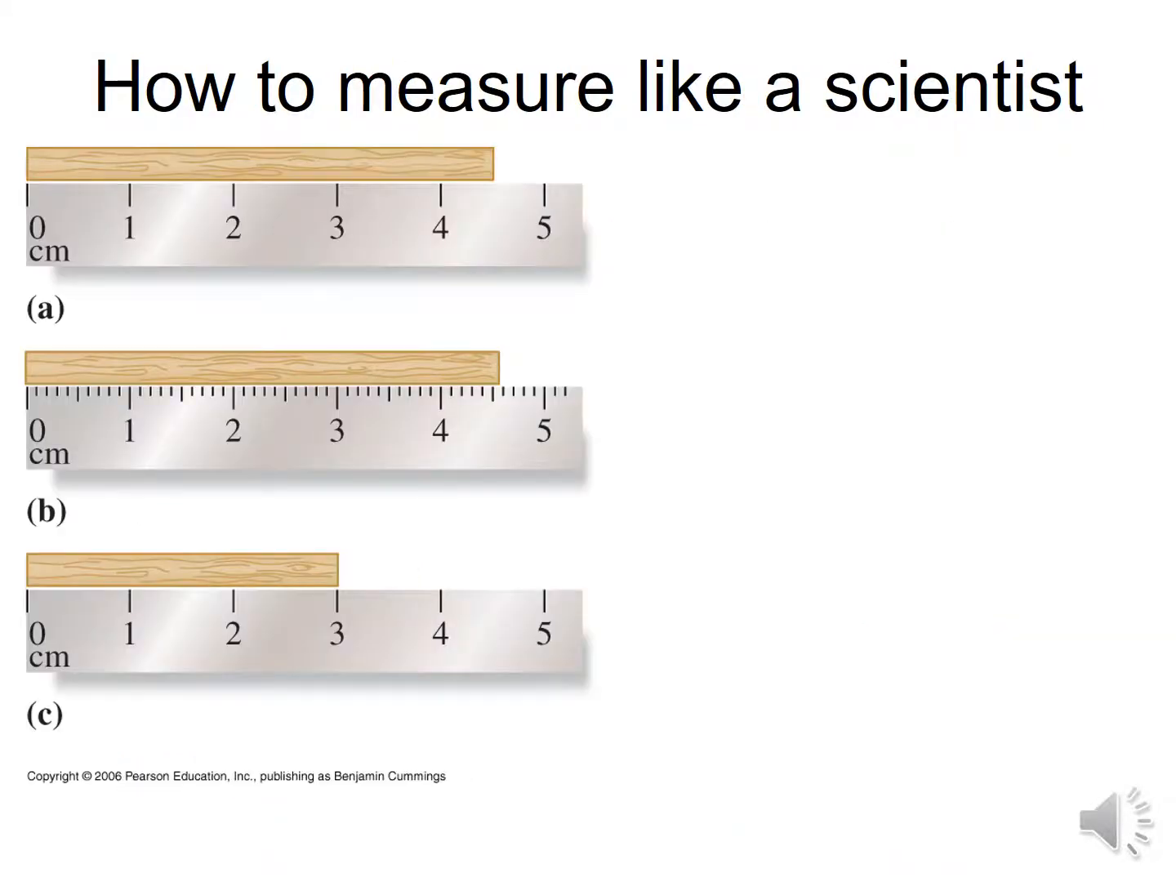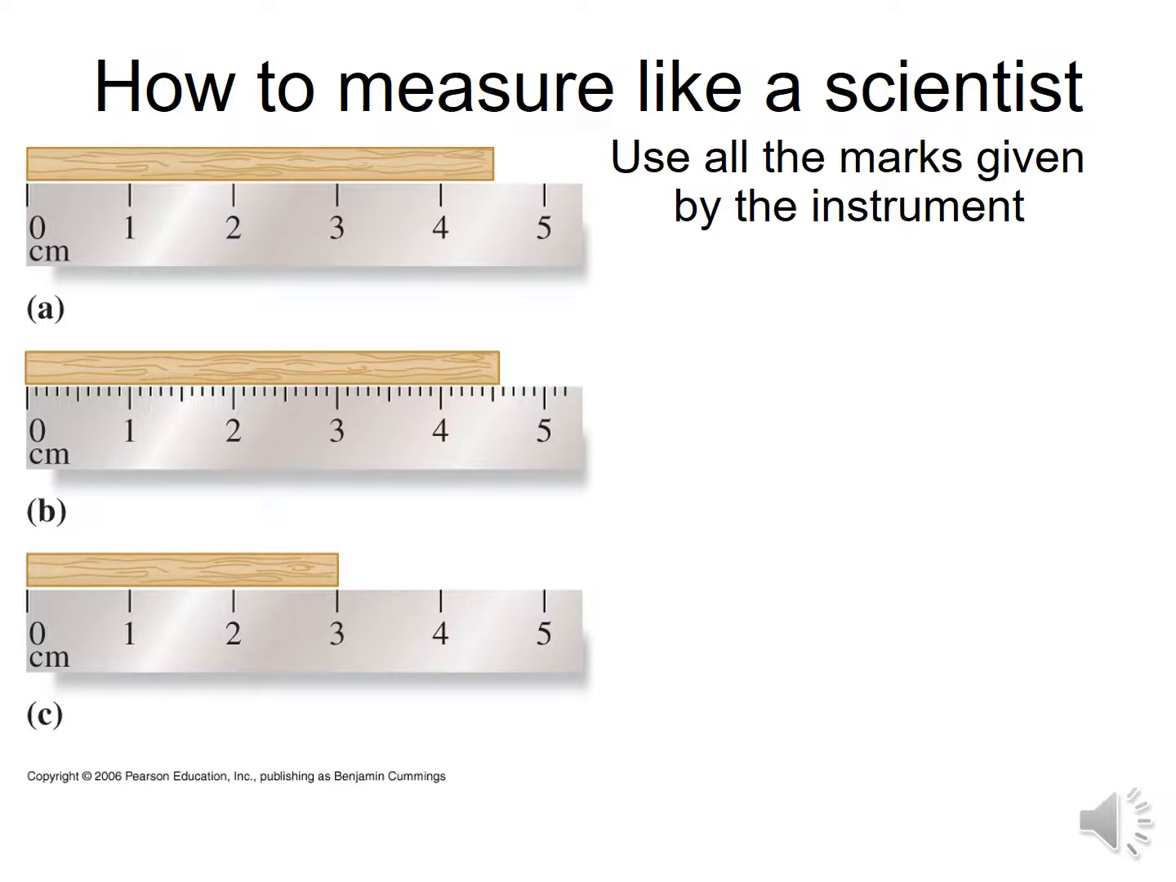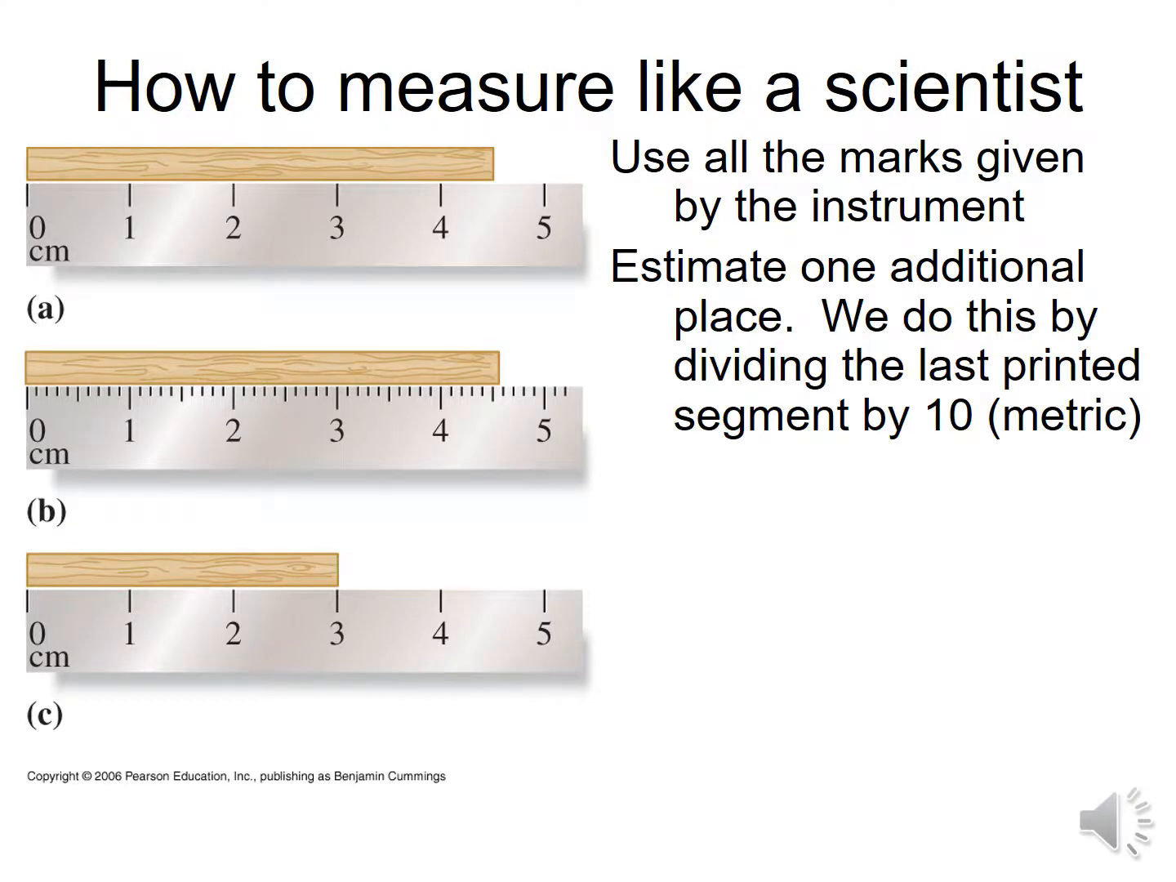So if we are going to measure, we have to take into account not simply what the number is, but how precise is our instrument. Now, measuring like a scientist means that we use all the marks given by the instrument, but we also add an extra mark by reading between the lines.